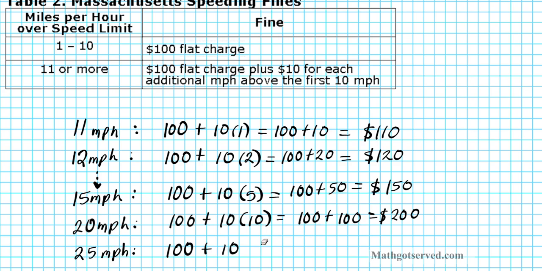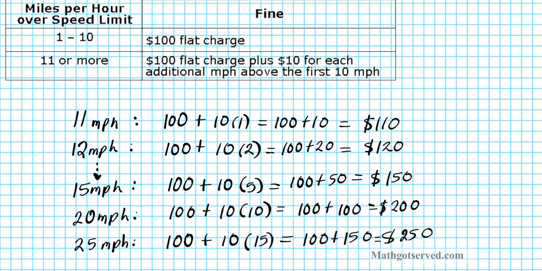25 is 15 miles per hour above 10 because 10 plus 15 is 25. Using order of operations, we have 100 plus 10 times 15 is 150, and your charge is $250.